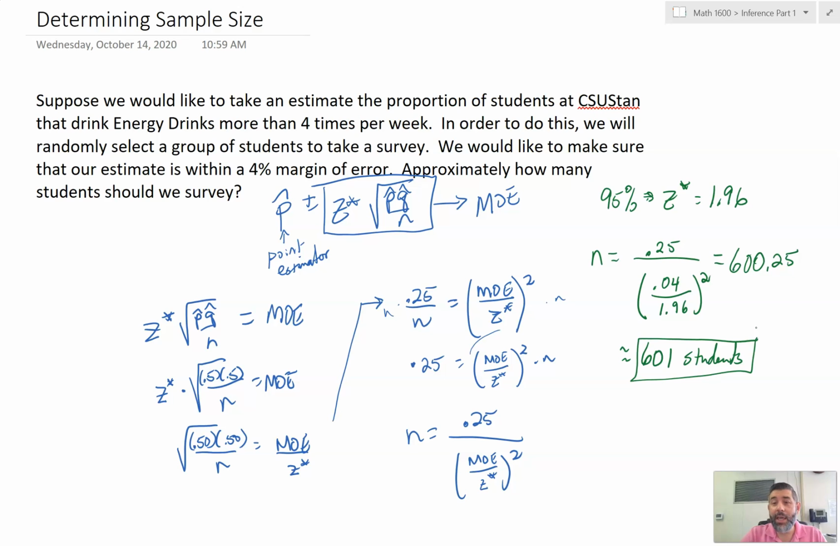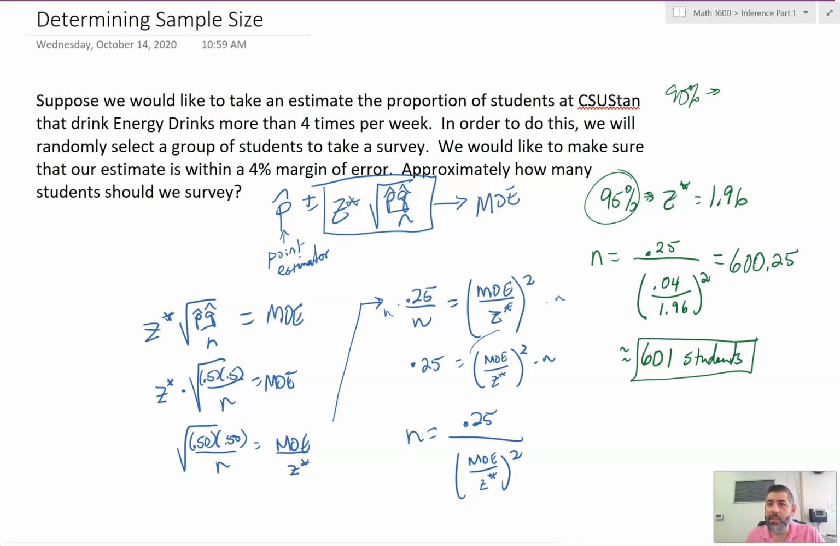Now, I just want to tell you that that's for a 95% confidence interval. If I wanted a 90% confidence interval, I would change my Z star to the Z that goes with 90% confidence. I think that is 1.645, I believe.